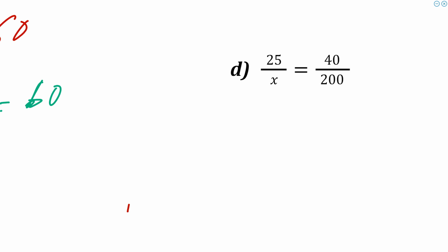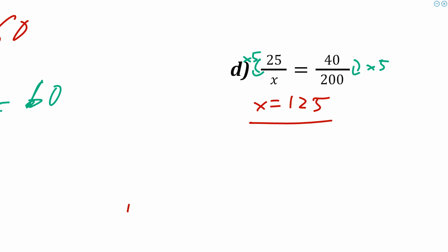Well, what about the relationship between 40 and 200? How many times bigger than 40 is 200? Isn't that 5? 40 times 5 is 200. So based on what we were talking about earlier, this also needs to be a relationship of times 5. If the fractions are equivalent, then 40 to 200 must be the same relationship as 25 to x. So what's 25 times 5? X is 125.